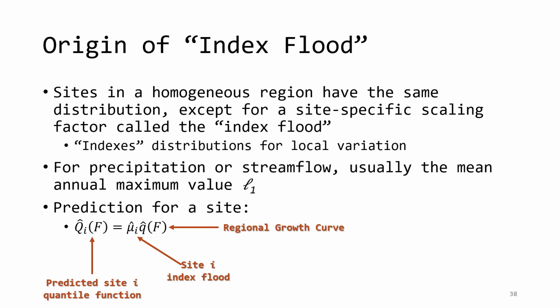When making predictions at a site based on a regional distribution, there are two parts that are needed. The first is the index flood for the site of interest, usually the mean annual maximum event, and the second part is the regional growth curve, which is a special way of representing the regional probability distribution using the index flood method.